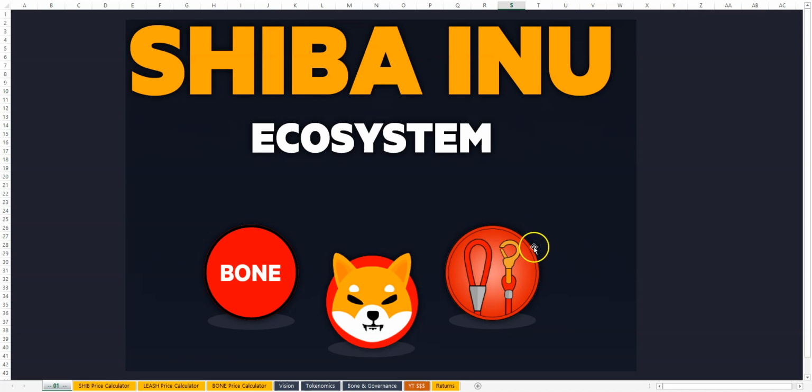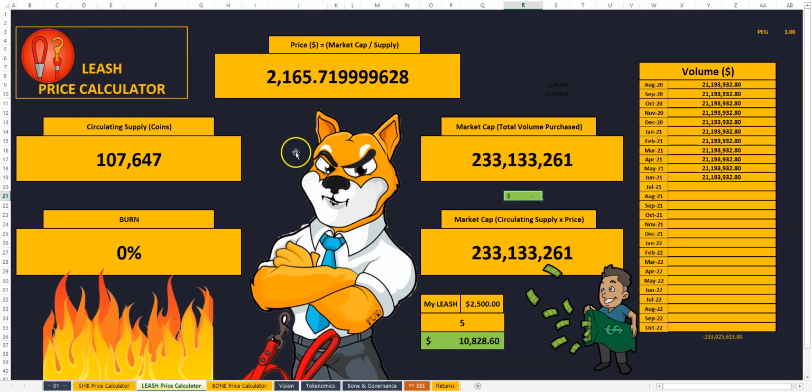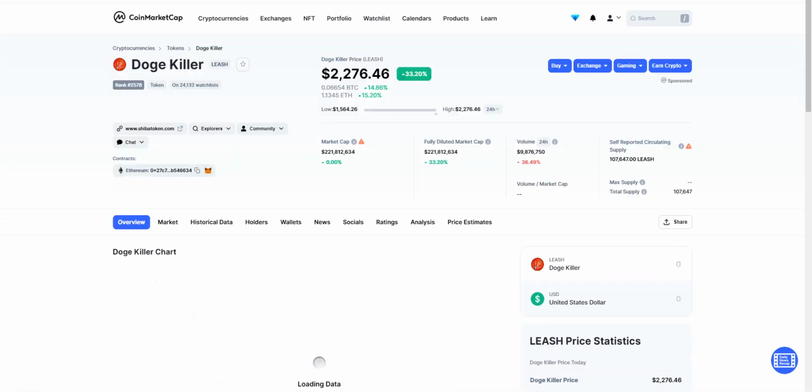And Leash has a lower supply. It's geared towards more commercial investors. The price is typically higher. At the moment, I've got it here. Leash, also known as Doge Killer, is currently 2,000. That's the price per coin. And it's that high because the supply of Leash is actually pretty low. It's 107.